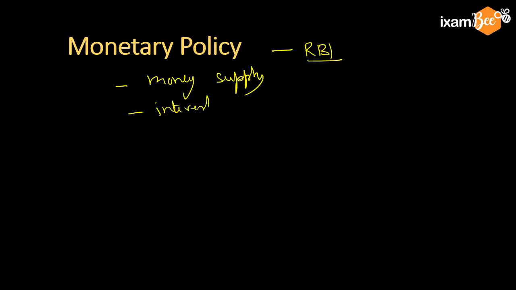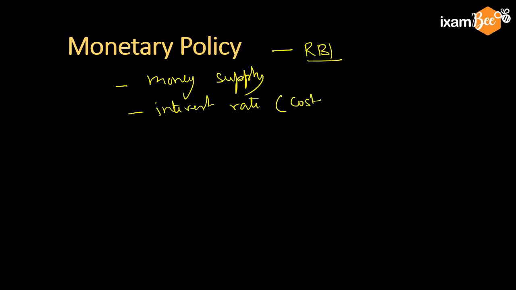Now if you understand what monetary policy is, you will be able to understand it better, because monetary policy is about the money supply in the economy. So who operates monetary policy? In case of India, it is the RBI, the Reserve Bank of India. Here the objective is to control the money supply and control the interest rate, because interest rate is the cost of money.